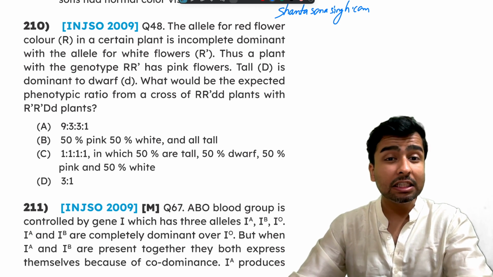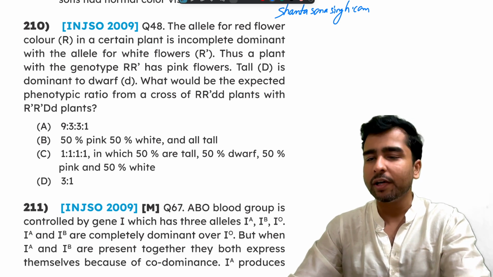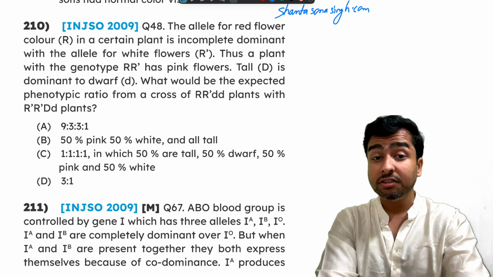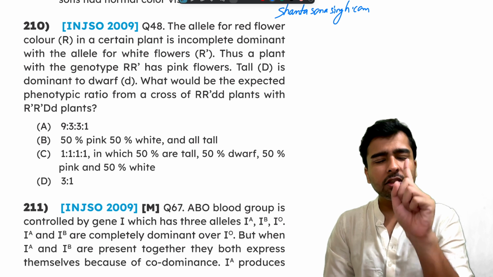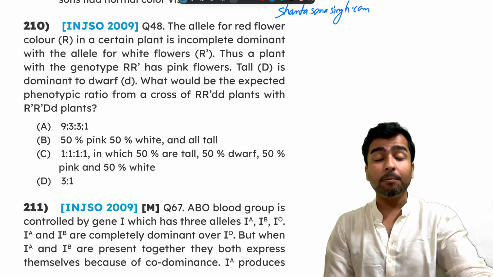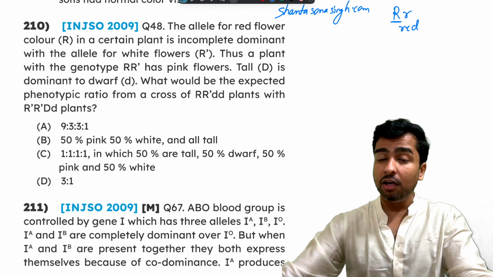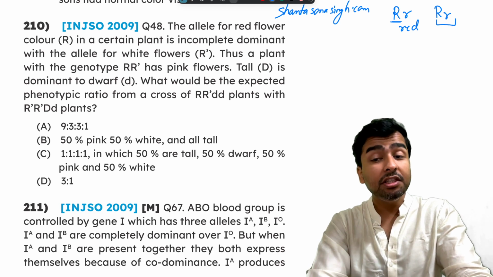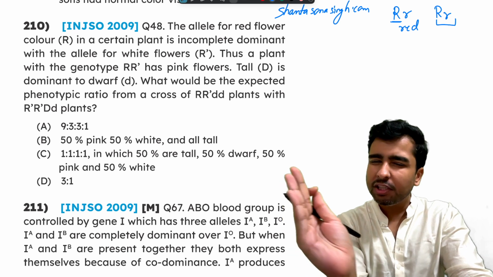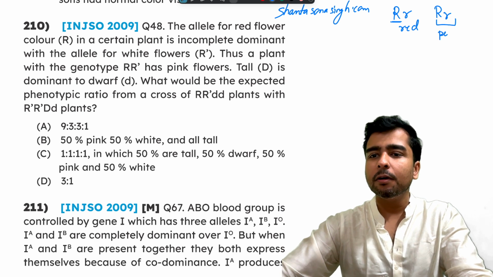The allele for red flower color in a certain plant is incomplete dominant with the allele for white flower. Now, what is codominance, incomplete dominance, and complete dominance? Complete dominance means one allele is enough. So if this was big R, small r, the flowers would be red. That is the case of complete dominance. What is the case of incomplete dominance? If it is big R, small r, the flower would be neither red nor white. It would be a blend, somewhere in between. The final phenotype would be somewhere pink.